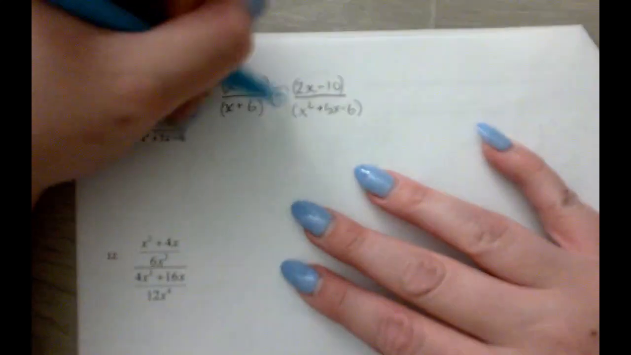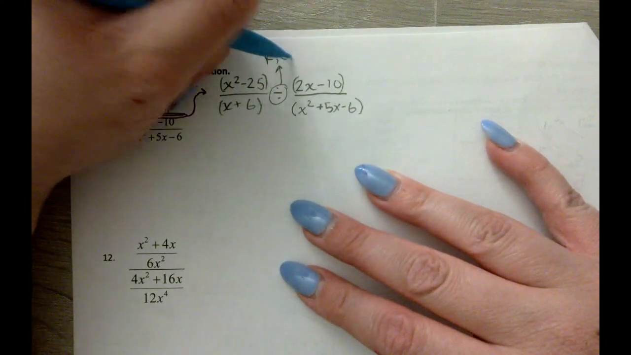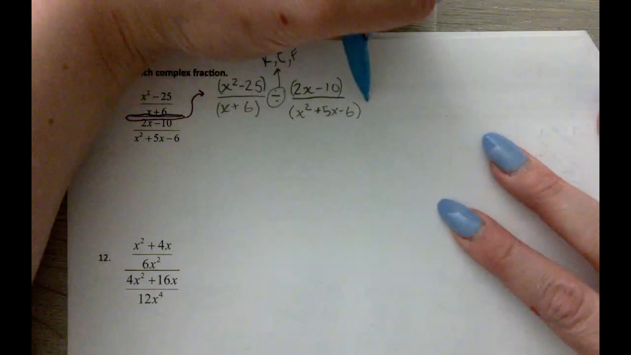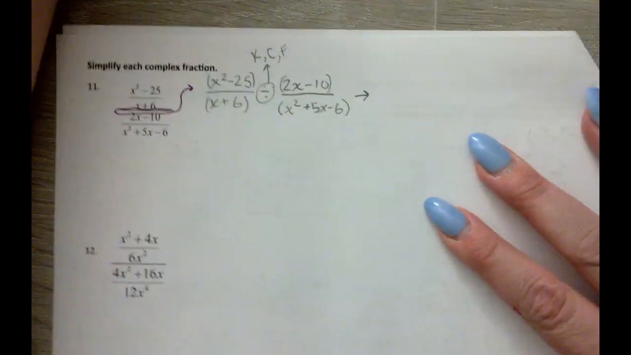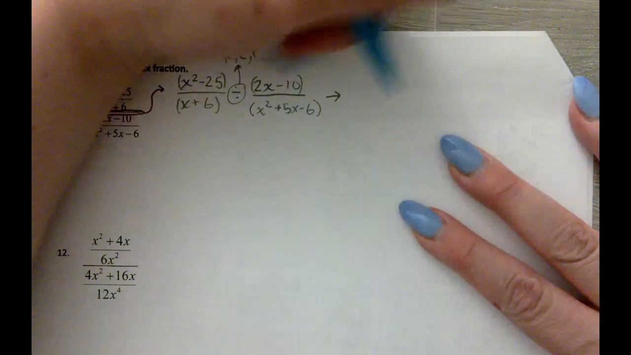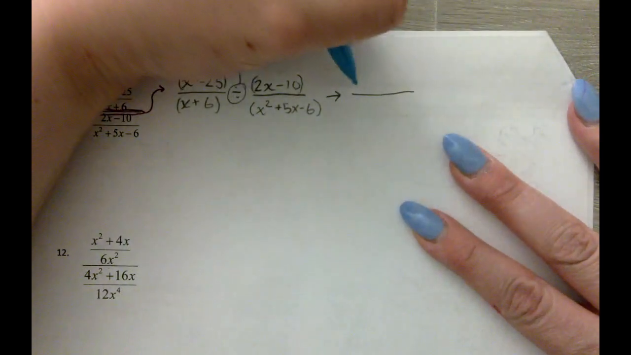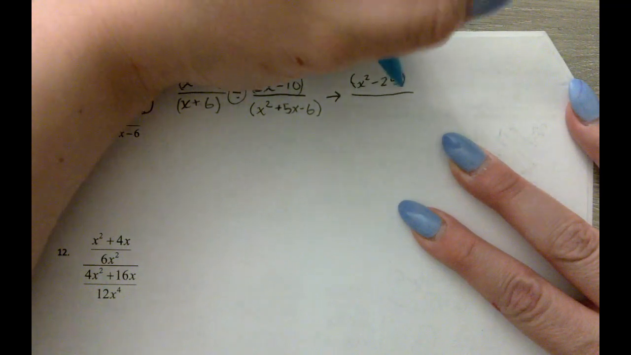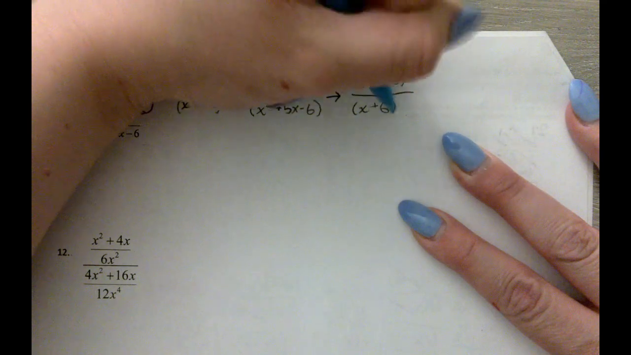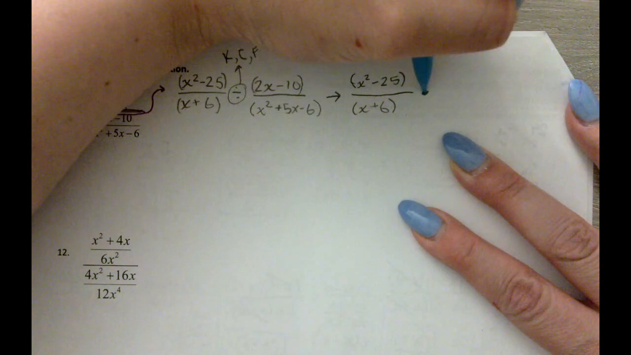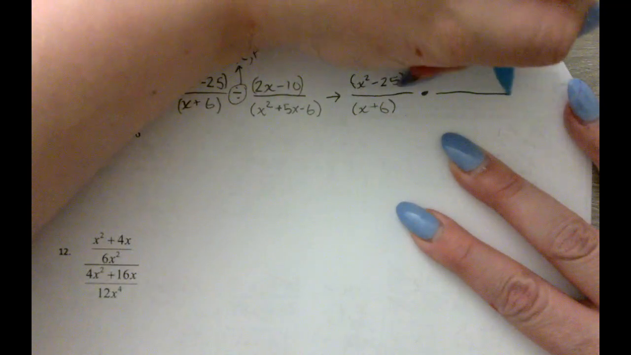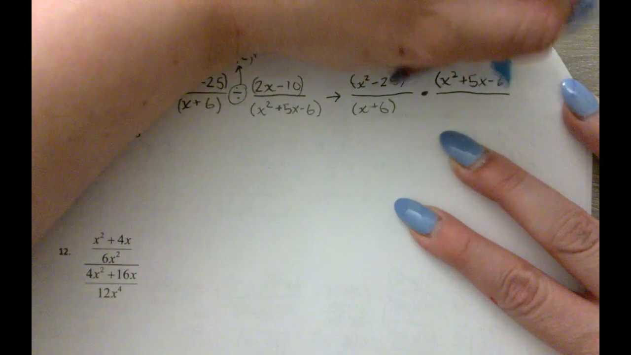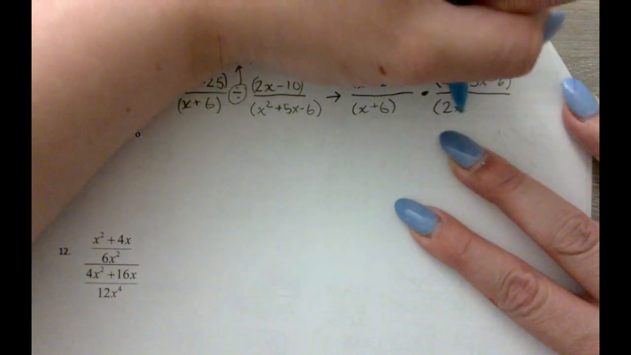Now, again, we've got division here, so that means keep, change, flip. So I've got one more step before I can start solving. So again, anytime you get division, you need to rewrite it the right way with keep, change, flip. So we're going to keep the first fraction the same. x squared minus 25 over x plus 6. Change division to multiplication, flip the second fraction. x squared plus 5x minus 6 over 2x minus 10.